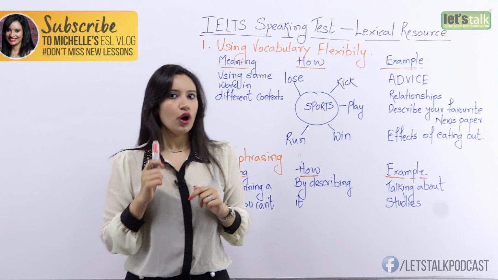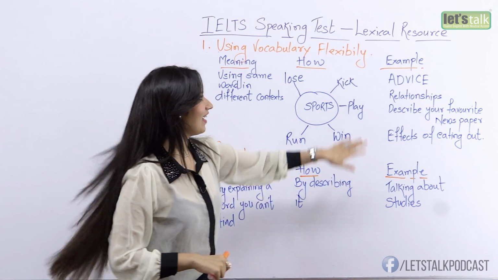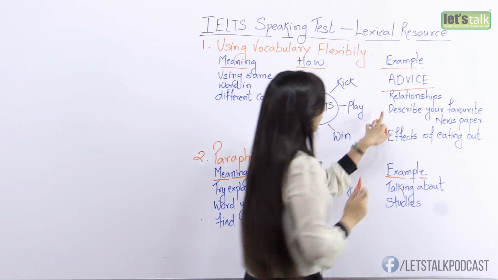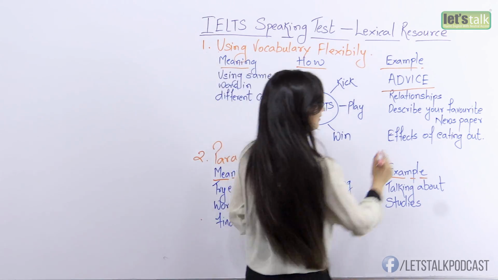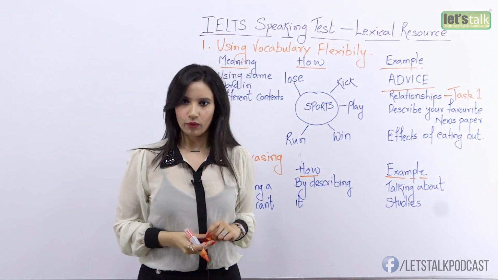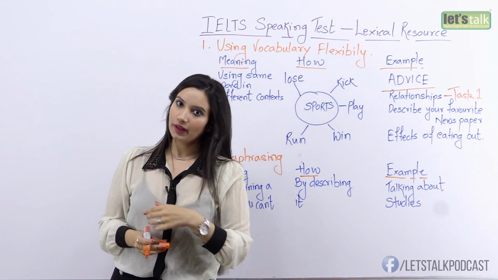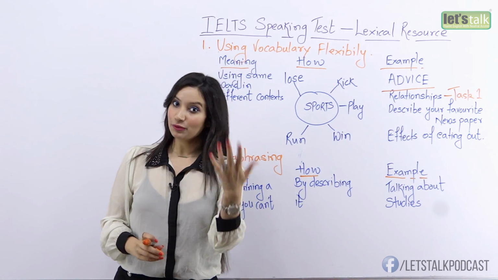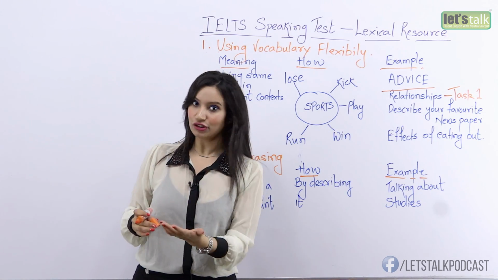Now I'm going to show you how you can use one word in different contexts through an example. The word we have is advice. Yes. So you can use this word to talk about relationships. But in which task? In task 1. Yes. Just imagine the examiner asks you the question, why did you choose the career that you're having right now? What would you reply to that? You can say that it was my brother's advice. It was my brother's advice that I go for medicine as a career. So that's where you can use it for your relationships.